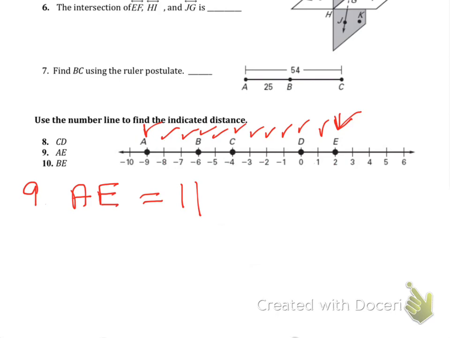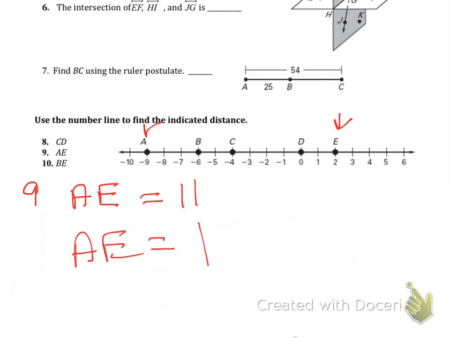But a better method is the math method. So let's do that. We'll get rid of all our counting. And we know the answer was 11 that way. So now let's do the math part. So to get AE, I'm going to use absolute value.